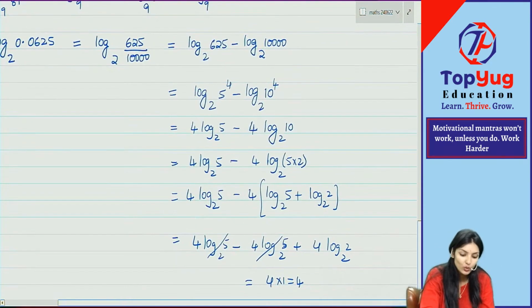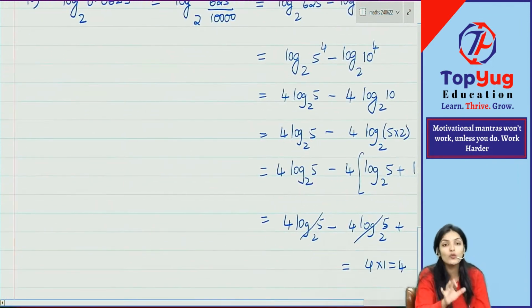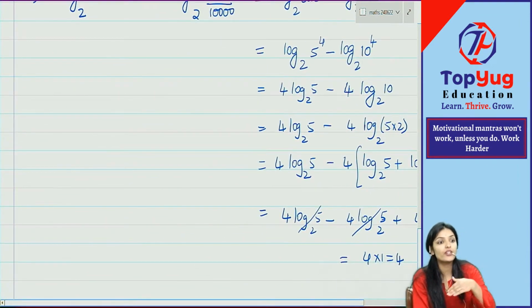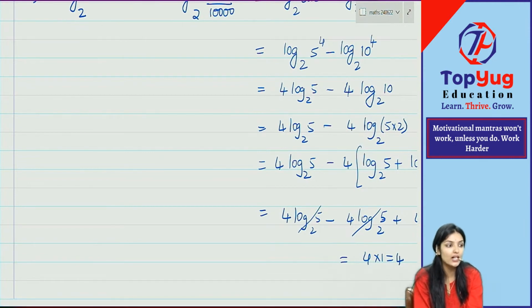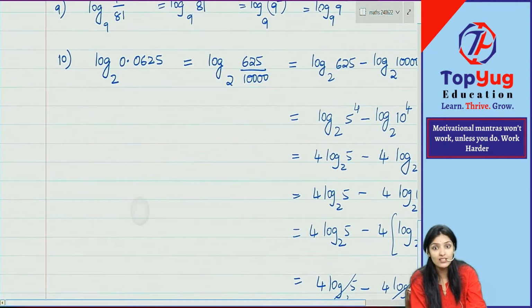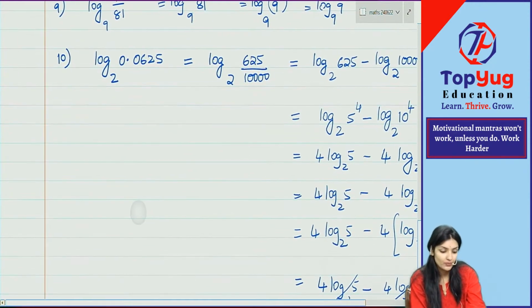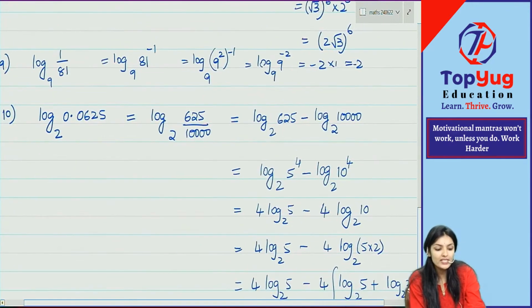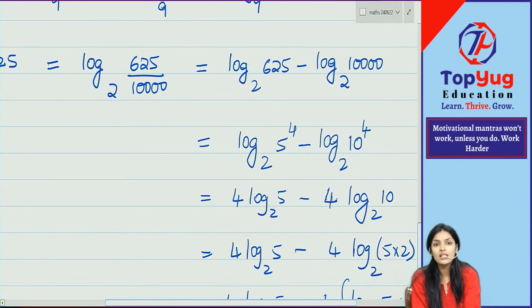Now, let's have a look over here. One of the important questions for your higher advancement in logarithms. Everyone pens down, have a look over here. Very good. So 0.0625, you can write it as 625 by 10,000.